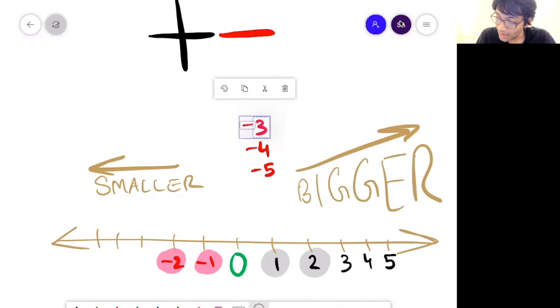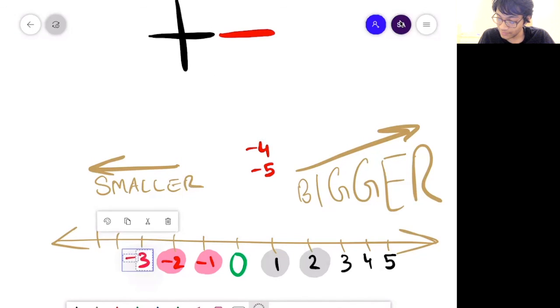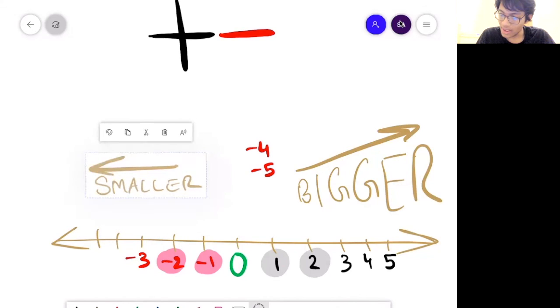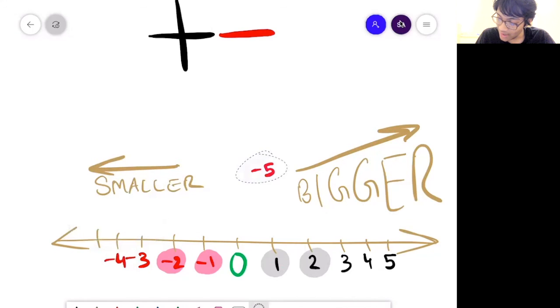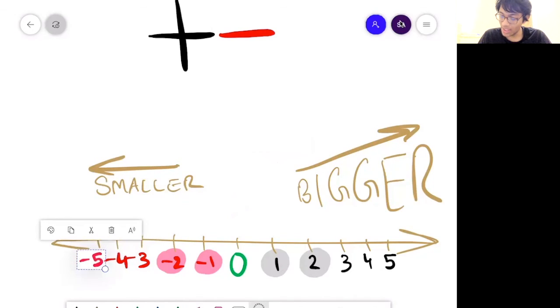How about -3? Well, that's before -2 or after. I mean, it depends on how you think of it, right? But either way, it's to the smaller side. -4 is even smaller than -3, and -5 is the smallest we have here. And you can get more smaller, like -6, -7, -8, everything like that. Okay, good. So those are the positive and negative numbers.